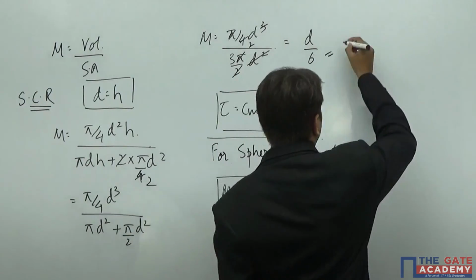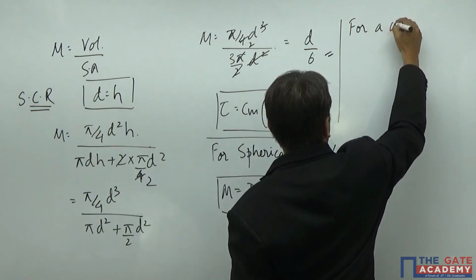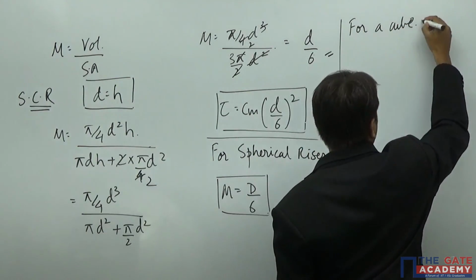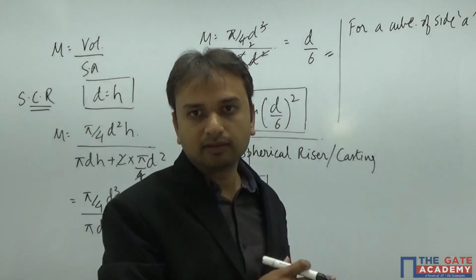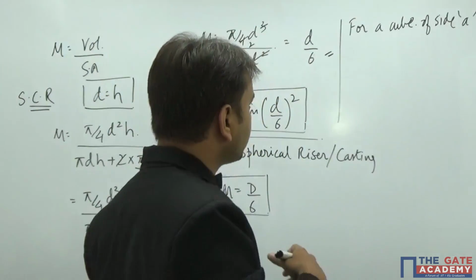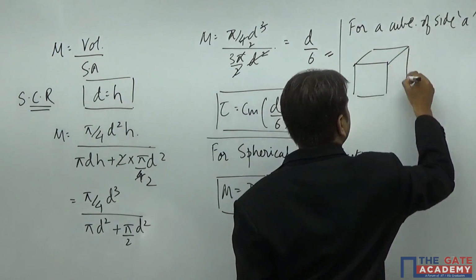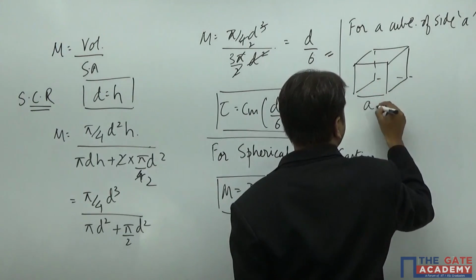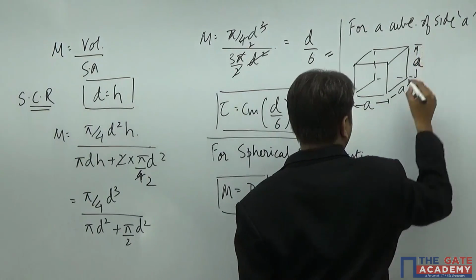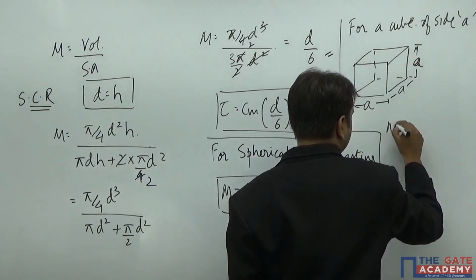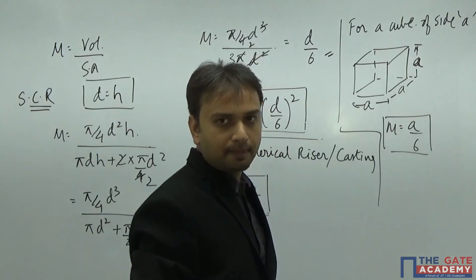Similarly, you will find that the modulus for a cube, okay, for a cube of side A, I hope you can see from there. Is it visible to you? I am saying for a cube of side A. So there is a cube like this, and its side is A. Then the modulus will be equal to A by 6 for your cube, right?